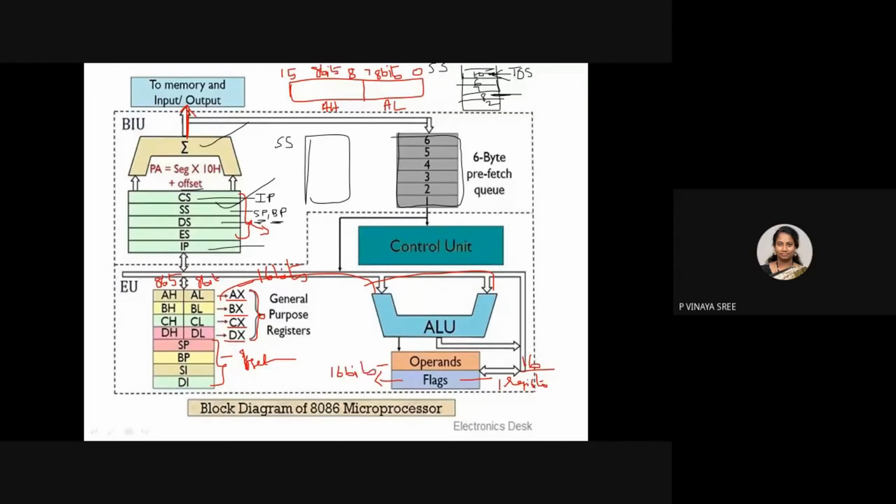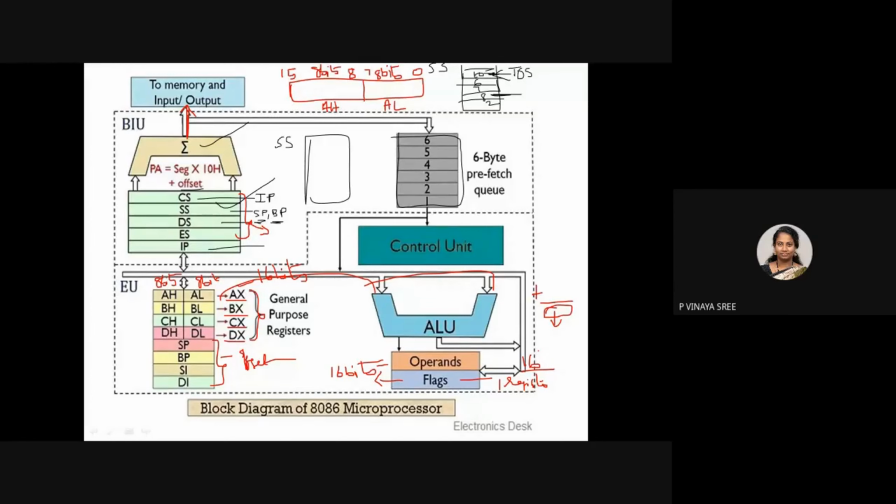We'll be using it for storing the status of these flags. After completing some operation like addition, you'll get the result. Is that result a negative number? If it is a negative number, the sign flag will be set to one. Is there any overflow? If there is any overflow, then the overflow flag will be set to one. Flag is a simple flip-flop. It either stores one or zero. If it is one, that indicates that particular flag is set to one.